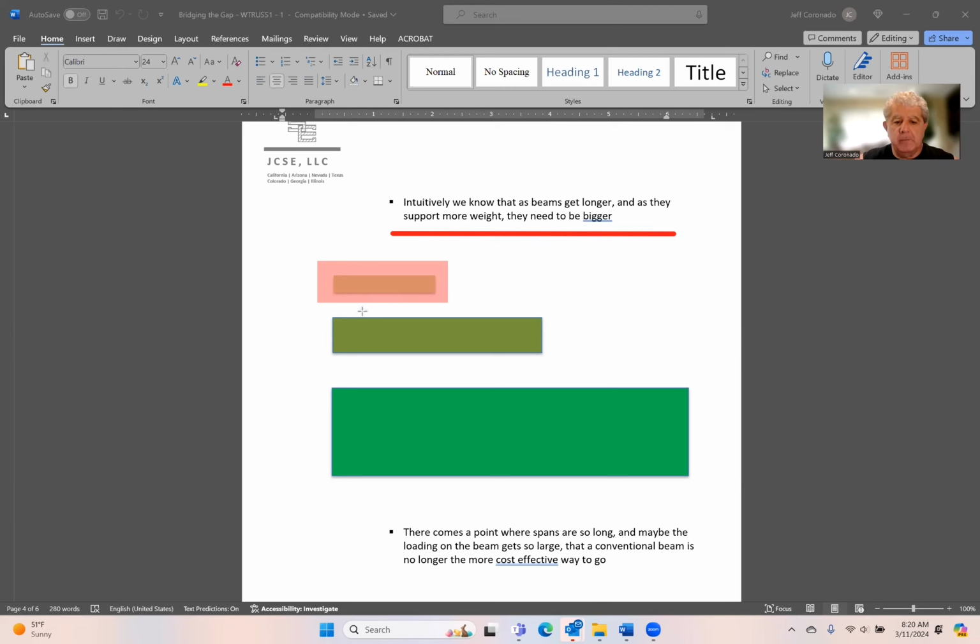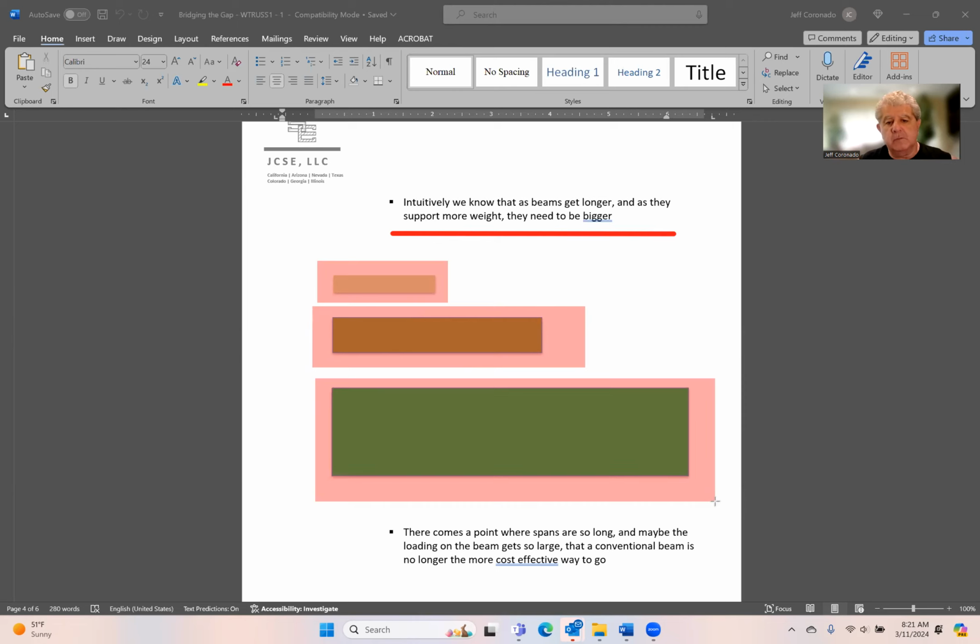Now, if we double the span of that beam, or if we increase significantly the weight on that beam, well, we know the beam has to get larger, right? Intuitively, I think we can accept that. The beam has to get larger, and so forth, right? The longer that beam gets, the more weight that it's supporting, the bigger the beam has to get.